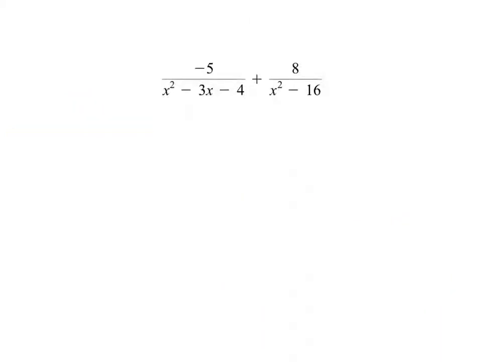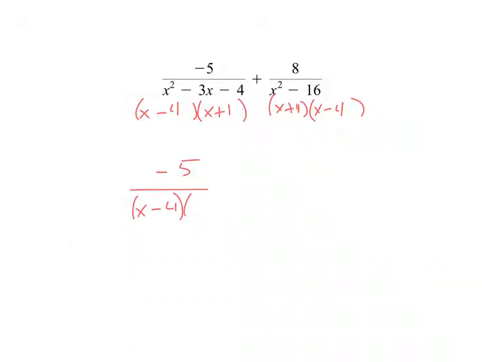In the next question, I'm going to do the same thing, but in this one I have to factor both denominators. This one with dots, x plus 4, x minus 4, and this one with AM, so x minus 4 and x plus 1. So now my fractions are negative 5 over x minus 4 times x plus 1, plus 8 over x plus 4 times x minus 4.